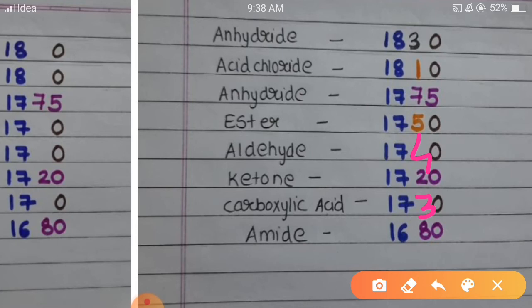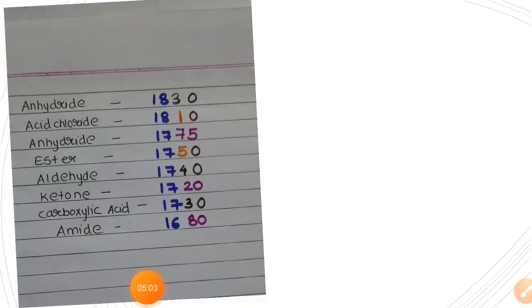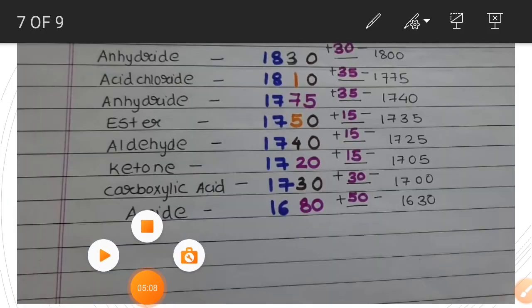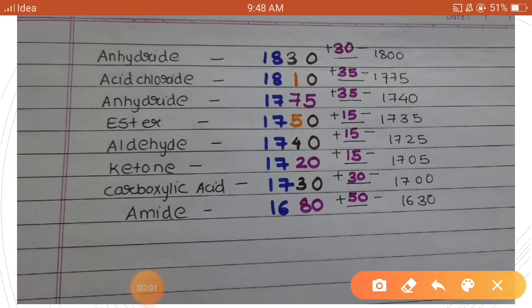Now what about the other range? We have to find the carbonyl stretching frequency within those ranges. So what is the next step? After writing this, you get this kind of sequence. So just remember this sequence. We solved till this. Now we have to find the IR frequency within the range. So what to do? Just remember the amide, which is the last.